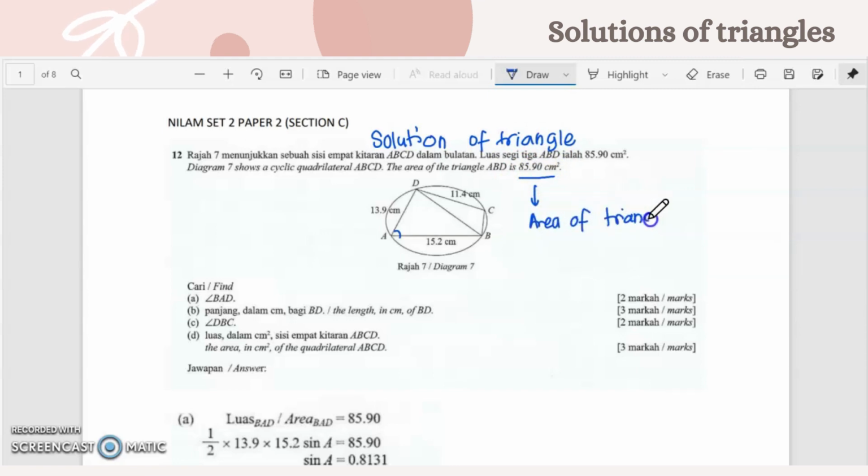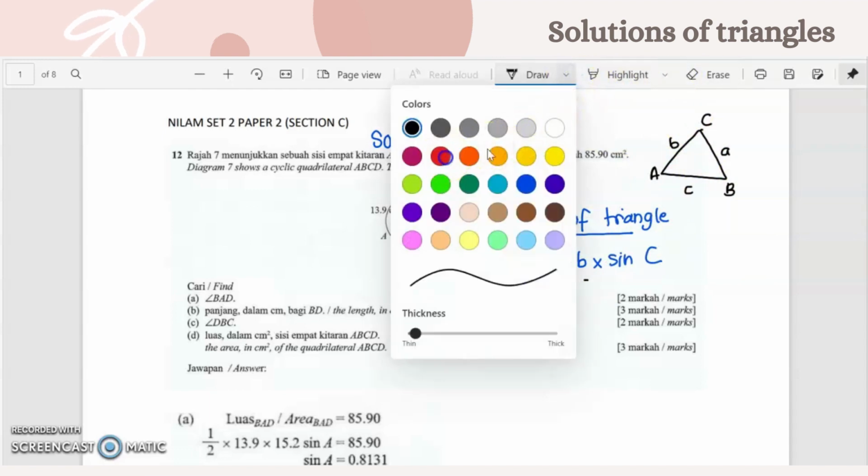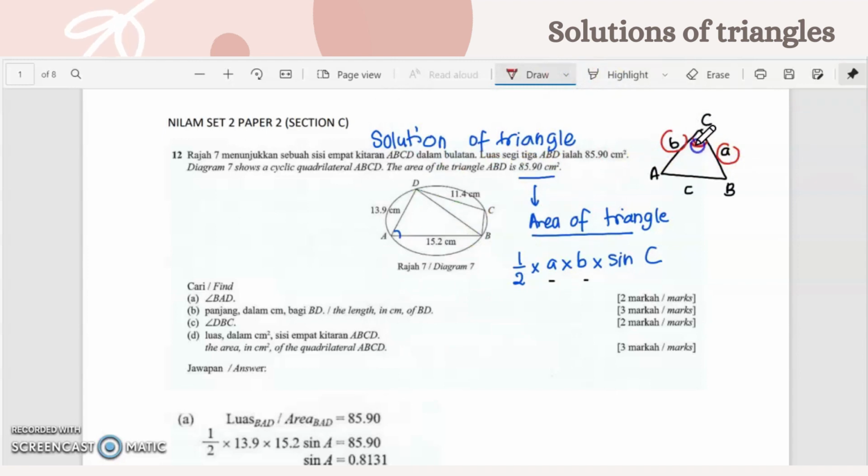Actually we can use the formula to calculate the area of triangle, which is 1/2 times a times b times sin C. I will draw a general triangle with sides and angles A, B and C. The opposite of angle C is the length of c, the opposite of angle A is the length of a, and the opposite of angle B is the length of b. So sin C here refers to the included angle.